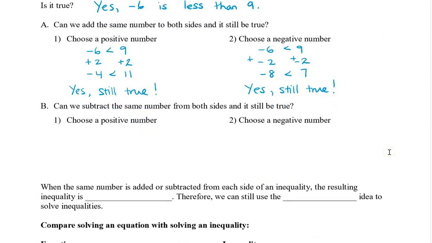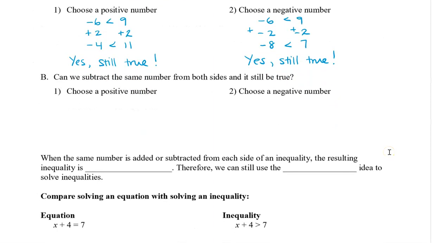Now, let's consider subtracting the same number from both sides. Again, let's start with our original inequality, -6 is less than 9. And let's subtract 1 this time. We're going to subtract 1 from both sides. -6 minus 1 is -7. 9 minus 1 is 8. And yes, this is still true. The negative number is still smaller than the positive number.